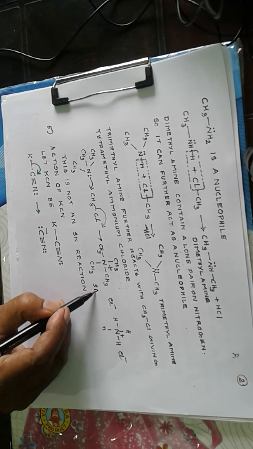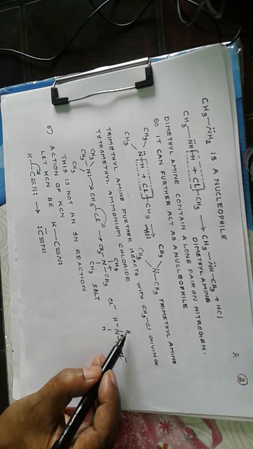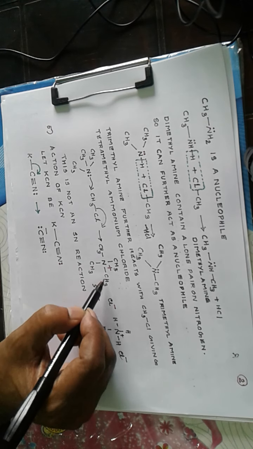This is a salt, and in ammonium chloride, if you replace all the hydrogen atoms by methyl, 4 methyl groups, then we get tetramethyl ammonium chloride. It's a salt like ammonium chloride, and this reaction is not an Essen reaction. Now action of KCN.